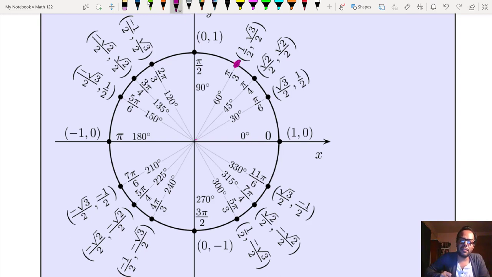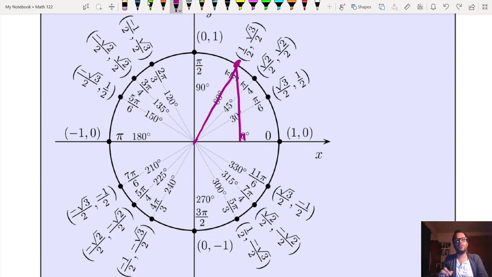Right, this is the 60-degree angle, right? And draw a vertical line perpendicular to the x-axis, right? This will give us the 60, 90, 30, right? That is 1, 2, root of 3, right? And we can do the exact same thing for the rest of the angles, right?